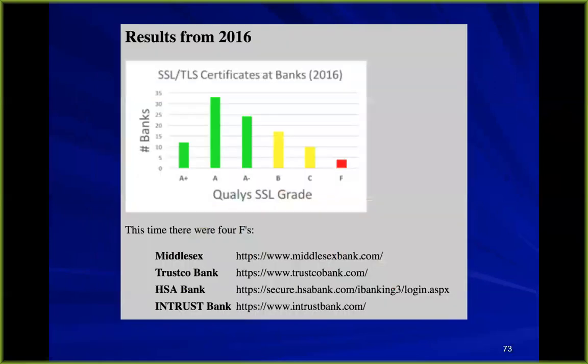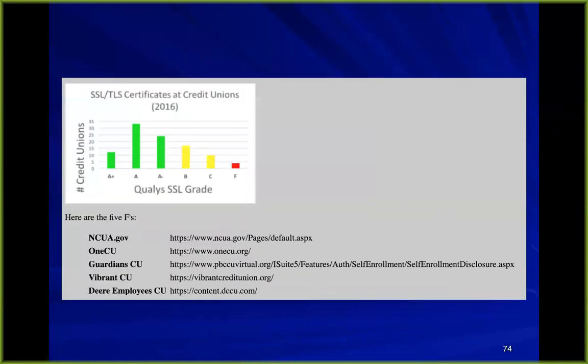Then I went back in 2016, and now there were 4 Fs. Now, it's not that the banks got worse. It's that the standards went up. I'm sure they'd probably give you an F for using SHA-1 now, although in 2016 they probably wouldn't. But anyway, here are the 4 banks that were getting Fs at that time. This is why people often contact the college and scream and yell and say I should be fired right away because I keep publishing this kind of stuff.